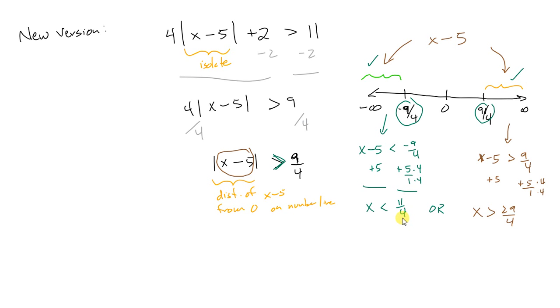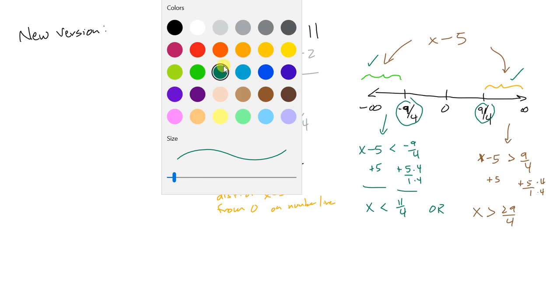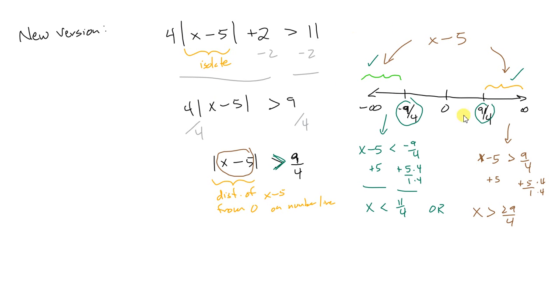So how do I write this in interval notation? Well, basically I'm going to redraw. This was a number line for the x minus 5. I'm going to draw myself a number line for where x has to live now. This is my number line for x. x has to live greater than 29/4 or less than 11/4. So greater than 29/4 is out here. And x has to be less than 11/4.